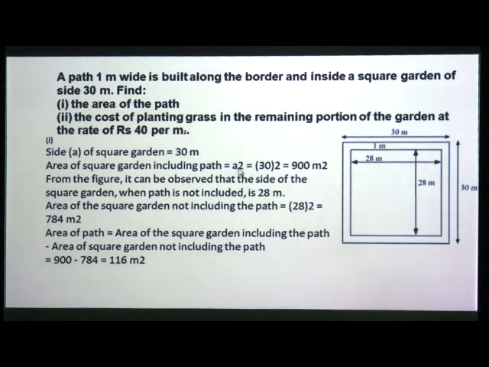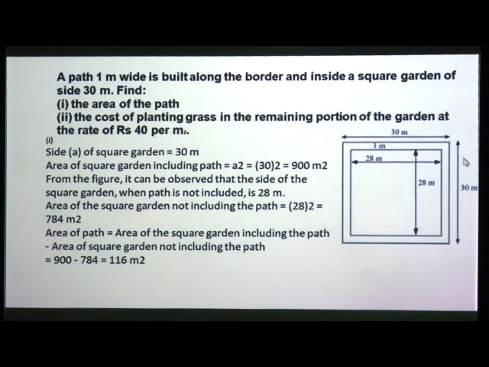Here we are considering A, so we write A into A. What is A? A is given as 30 meter. So, 30 squared is nothing but 900 meter square. From the figure it can be observed that the side of the square garden when the path is not included is 28 meter. I will explain.